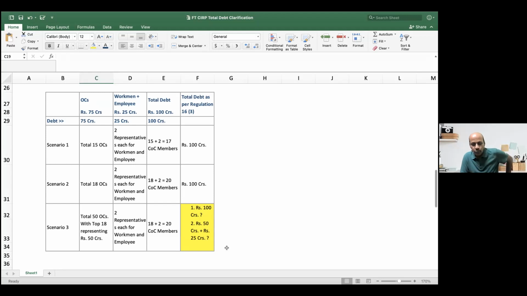Correct. Total debt under regulation 16 is for deciding the COC and their voting share, but not for the resolution plan. Yes. Is that clear? Or do you want me to repeat? Very clear, sir. Great. Anybody having any other questions?